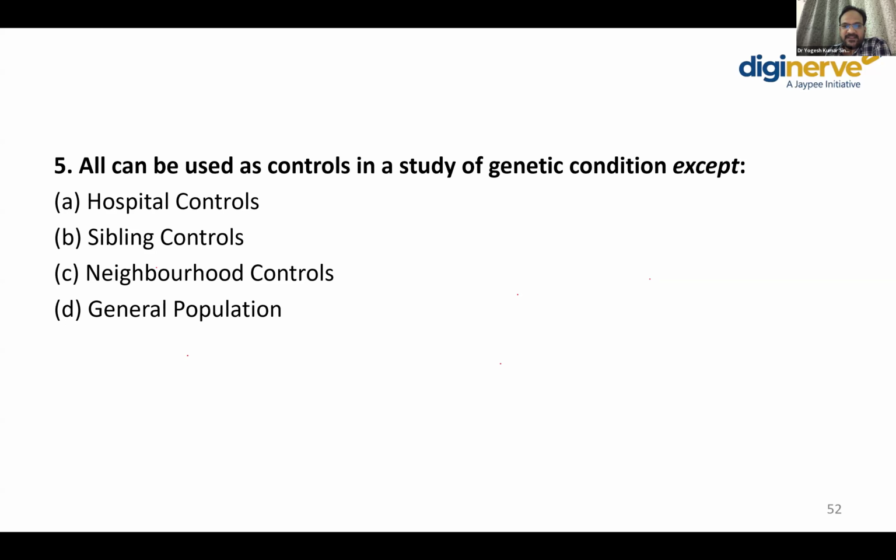We cannot take siblings for a genetic condition study. If two brothers, or a brother and sister, or two sisters have the same genes, then they should not be compared for the same disease. Suppose both sisters have the BRCA gene; we will not compare them for breast cancer, because there is a high chance that they both have breast cancer. Answer is sibling.